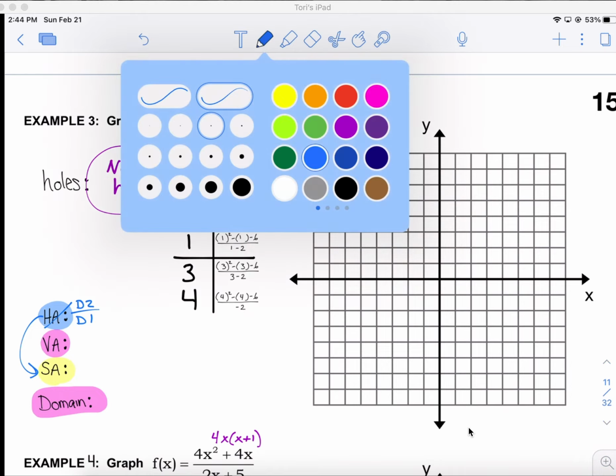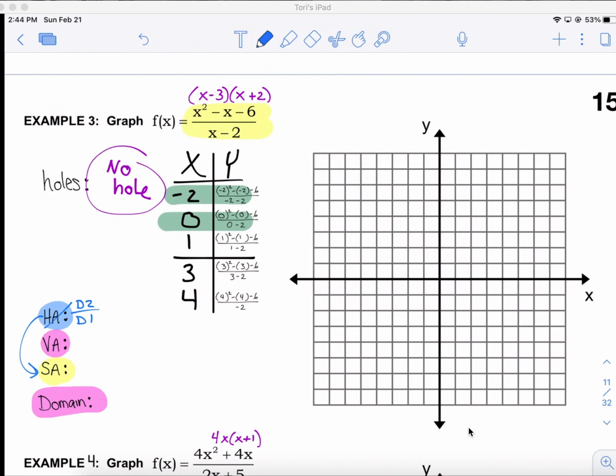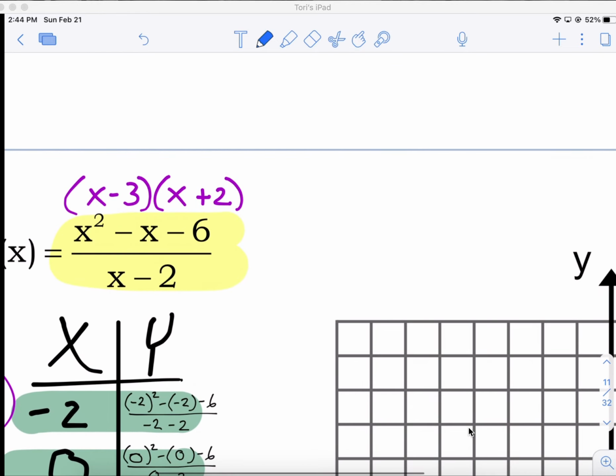All right, second thing I'm going to do is find all my asymptotes. Degree on top is a 2, degree on bottom is a 1, so we are going to need to do a quick little synthetic division to figure out what our slant asymptote is. So I'm going to come up here and write out my original.